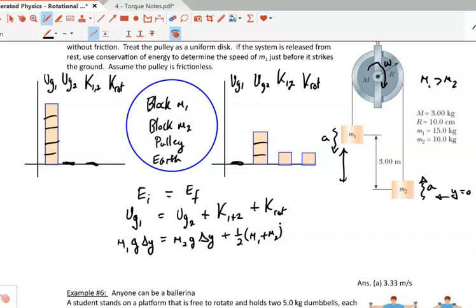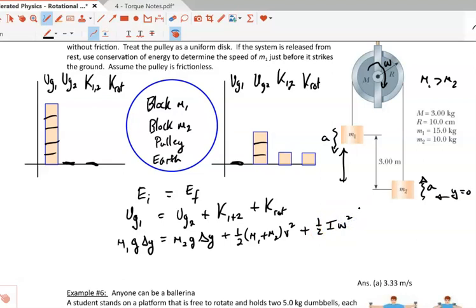Now, I could go 1/2 m1 v squared plus m2 v squared. I don't have to do that. I'm just going to write 1/2 combined mass times v squared, right? It's the same thing as if I wrote individual terms, plus 1/2 rotational inertia I times the angular velocity omega squared.